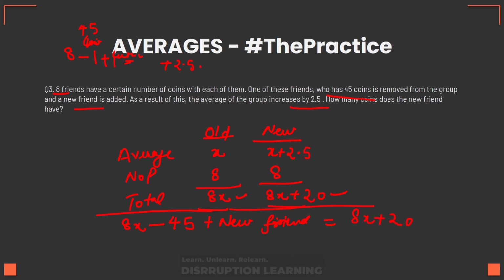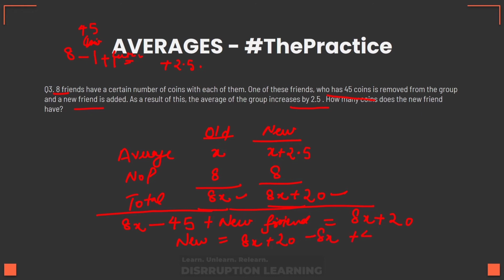Earlier, the total was 8x. One of the friends who has 45 coins is removed from the group. A new friend is added. Now the new total becomes 8x plus 20. So what does the new friend bring? The new friend brings 8x plus 20 minus 8x plus 45.